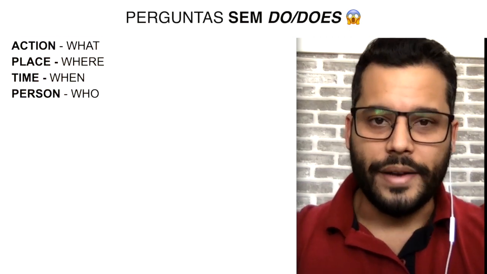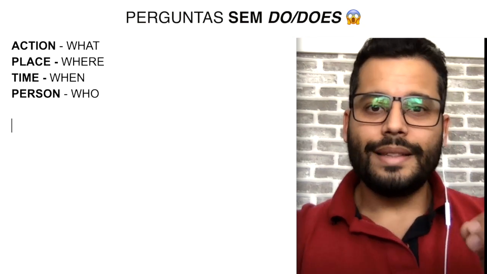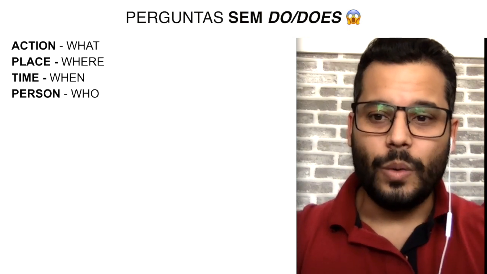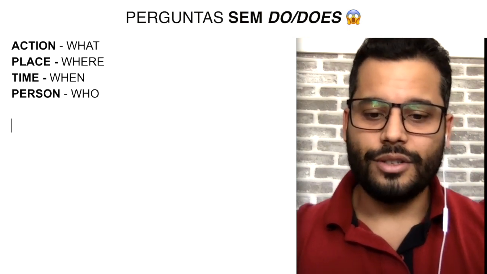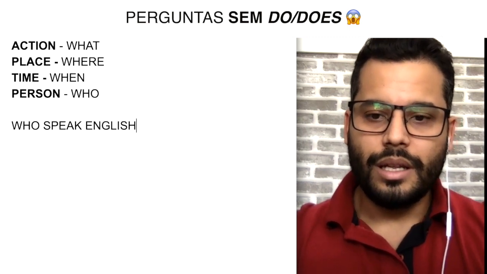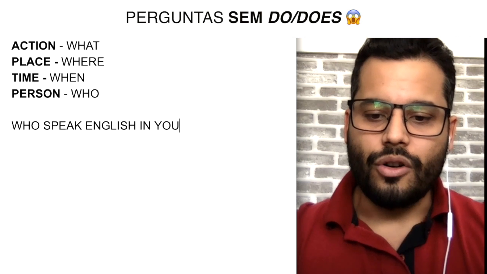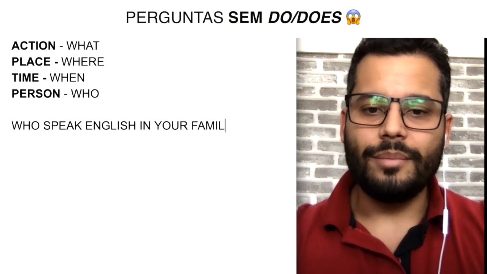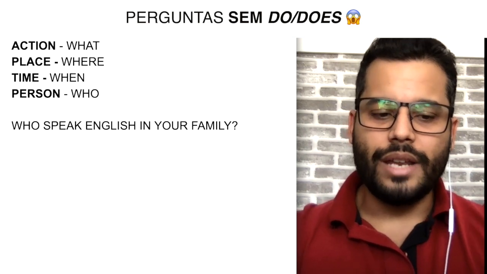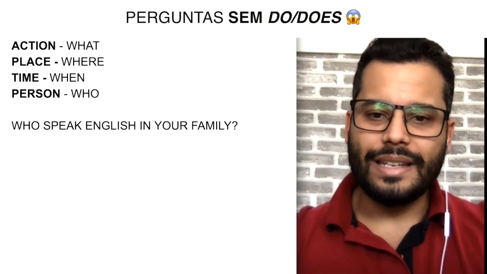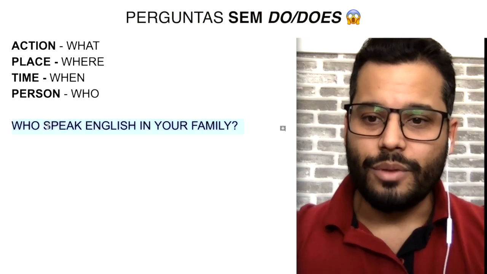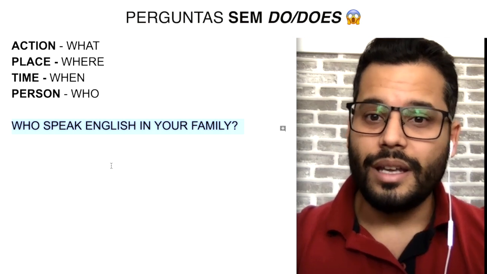And let's check a question. Ask me the person that speaks English at home, or in my family. Let's check. You can say, who speak English in your family? Let's check this example: who is speaking English in your family? And let's analyze the question, the other question, and after we can see if there is a mistake in the sentence.